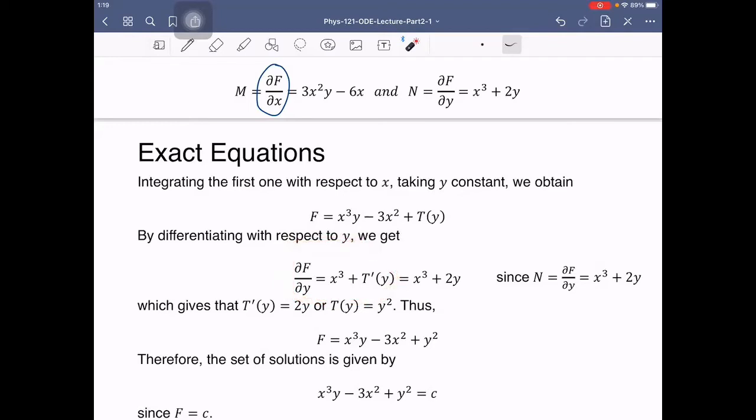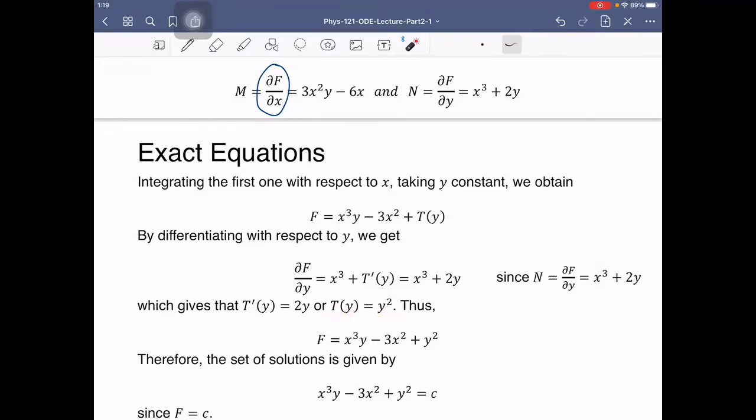However, yung n natin is equal to this. So, equate lang natin doon. And just by looking at this, we can see na yung t prime of y is just 2y. So, we have it here. So, in order to get the function t, since this is just the first derivative, if you integrate this or even just by looking at it, you will have t of y is equal to y squared.